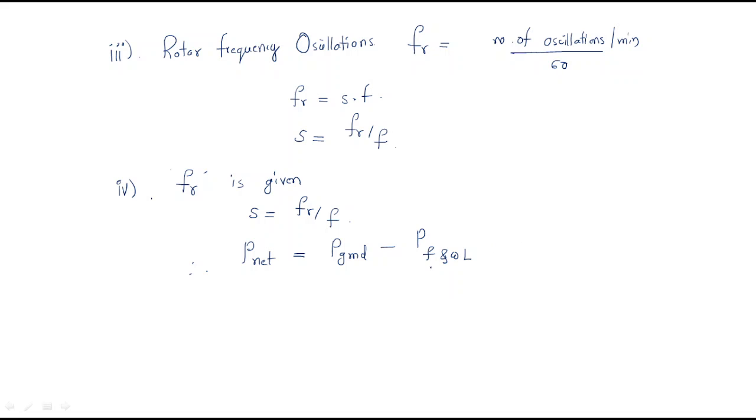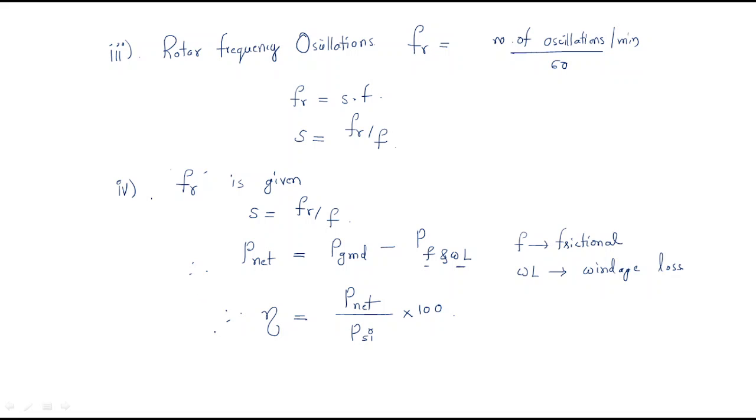Frictional and windage losses: F means frictional losses, because every rotating machine has some frictional losses. WL means windage; wind always affects the rotating part, so there is some loss. Finally, we can write the efficiency as net power divided by stator input, multiplied by 100, and we get the efficiency value.